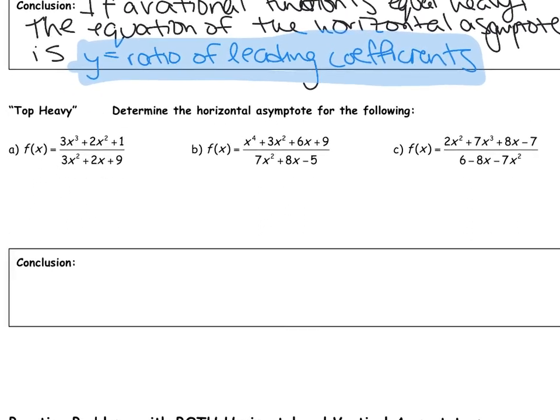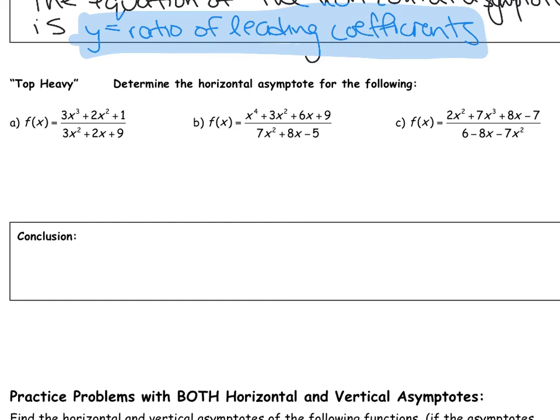If I look at top heavy, now the highest degree in the numerator will be larger than the degree of the denominator, which is true for this first example. Here I have an x cubed with an x squared. So my degree in the numerator is bigger than the degree in the denominator.